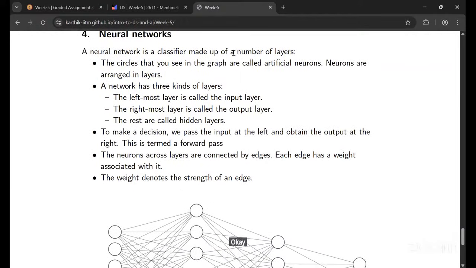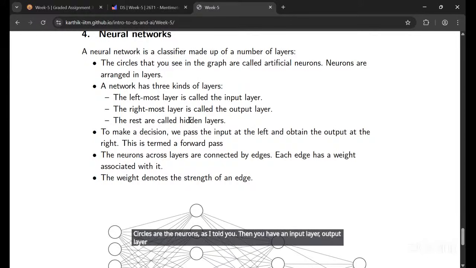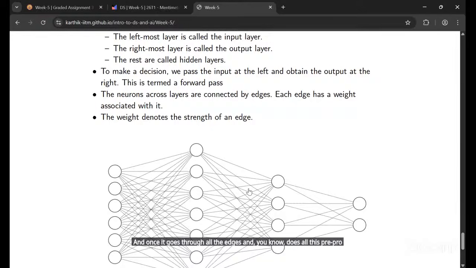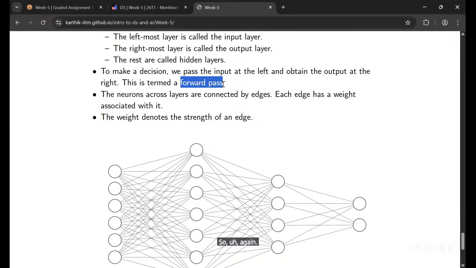Okay. So a neural network is a classifier made up of a number of layers. Circles are the neurons, as I told you. Then you have an input layer, an output layer, and in between we have the hidden layers. To make a decision, we pass the input at the left. Once it goes through all the edges and does all this processing internally, you obtain the final output at the rightmost layer, okay? And this one pass is known as a forward pass.